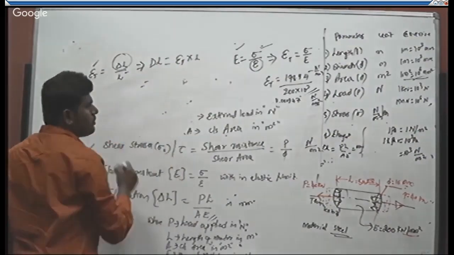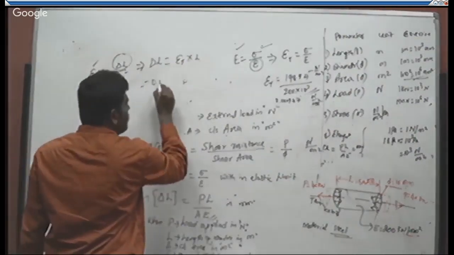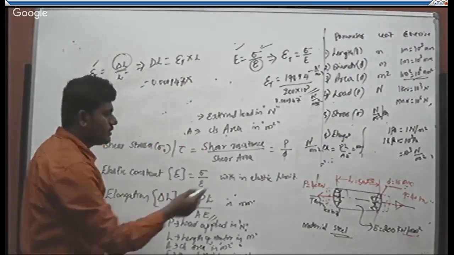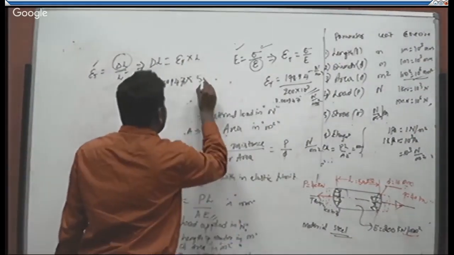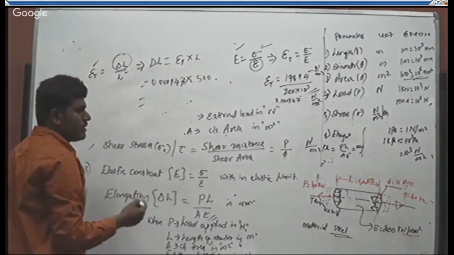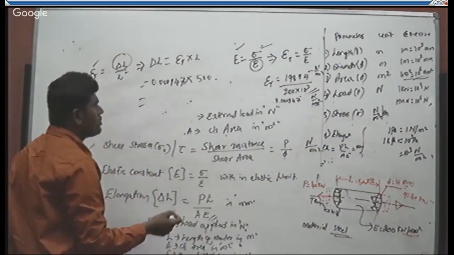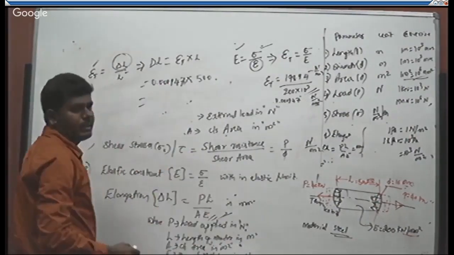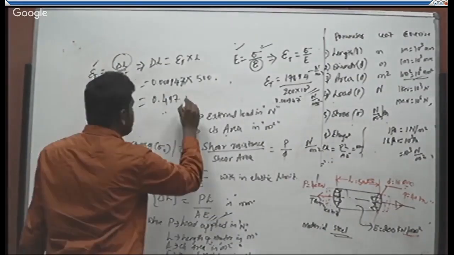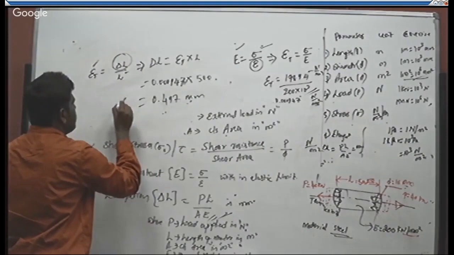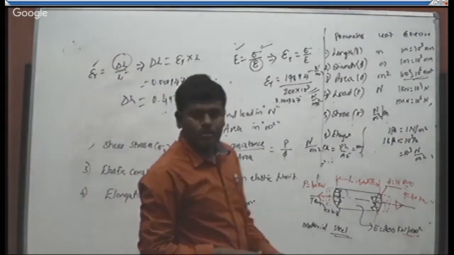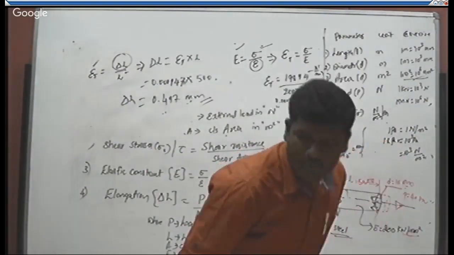The strain induced we got here is 0.000947, into the length of the rod, which is 500 millimeters. So this will give you the same answer for elongation that we got using the formula PL by AE, that is, I think, 0.497 millimeters. Same. So both the methods are the same. You can use the simplest one which you feel better.